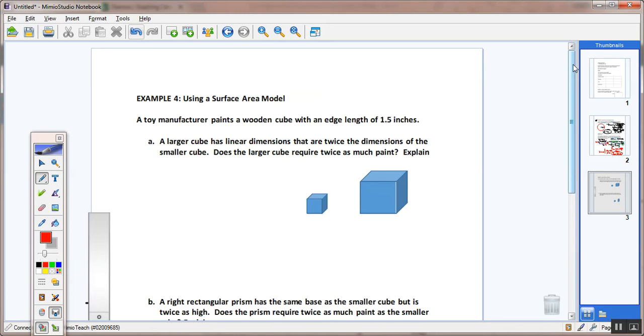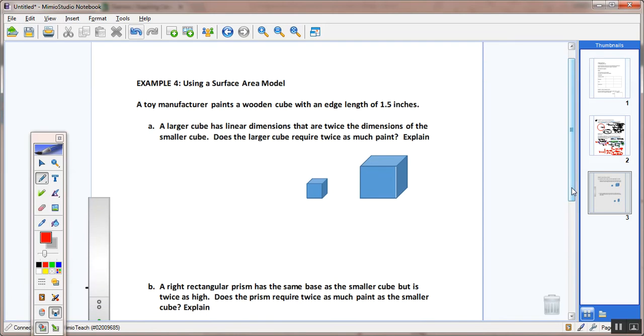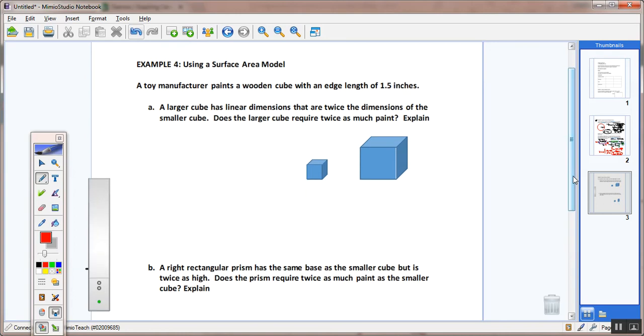That's crazy. All right. A toy manufacturer paints a wooden cube with an edge of 1.5 inches. It says a larger cube has linear dimensions that are twice the dimensions of the smaller cube. So here's a smaller cube that they painted. Question becomes this: does the larger cube require twice as much paint? So I have this cube. We paint it. Then there's a cube that's twice as long on each edge. Question becomes, do you use twice as much paint?